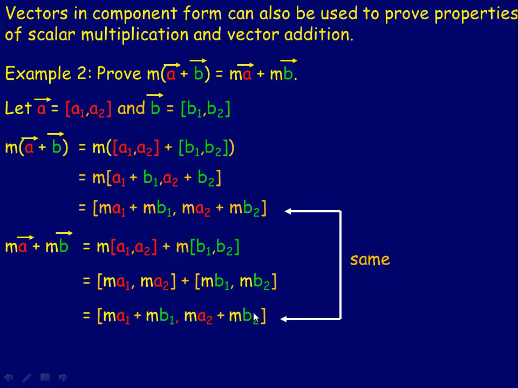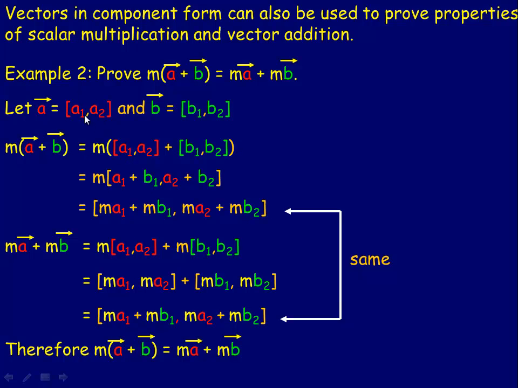And so because the left side and right side worked out to be exactly the same thing, we can conclude that m times (a plus b) is equal to ma plus mb. Now this is a proof for any vectors in two-dimensional space, because a1 and a2, b1 and b2 could be any real numbers whatsoever, and the scalar m could be any real number whatsoever. And so this is a proof for any vectors in 2-space.